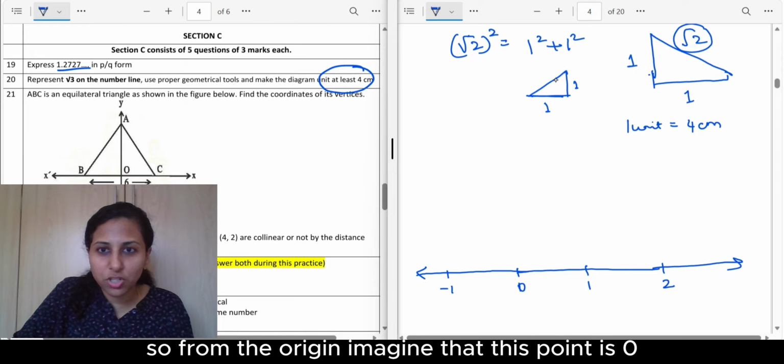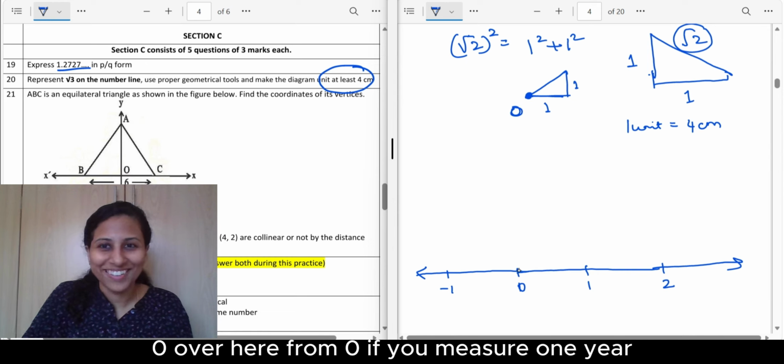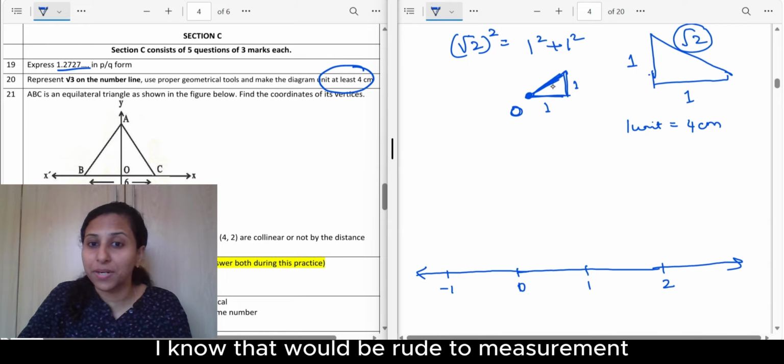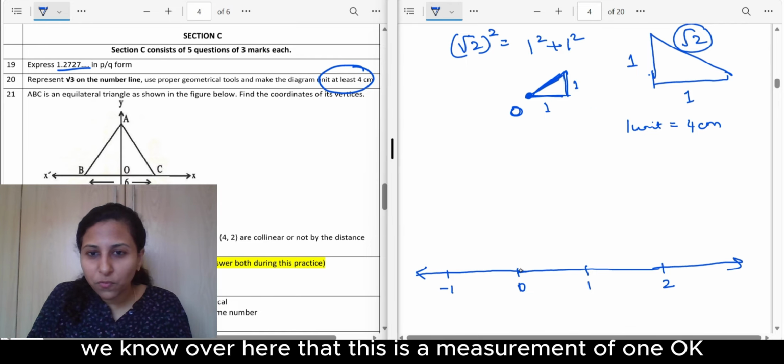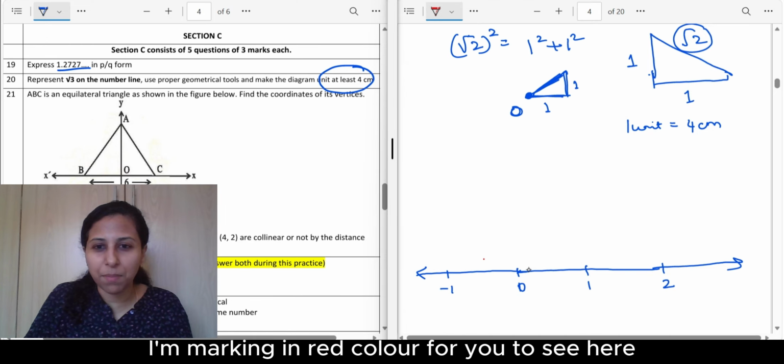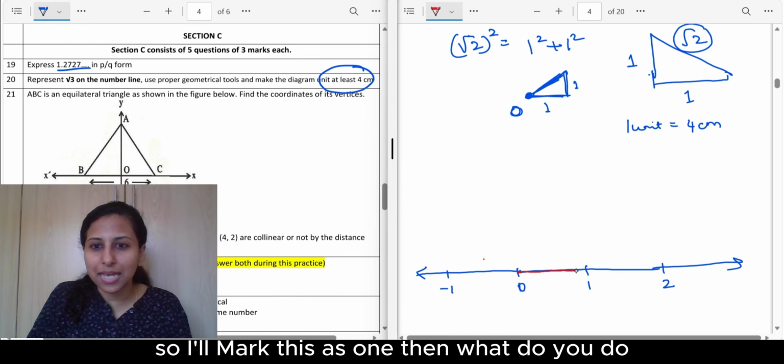So from the origin, imagine that this point is 0, 0 over here. From 0, if you measure 1 here and if you measure 1 here and join this, I know that would be root 2 measurement. So what you do is, we know over here that this is a measurement of 1. All constructions which go lightly, I'm marking in red color for you to see here. So I'll mark this as 1.